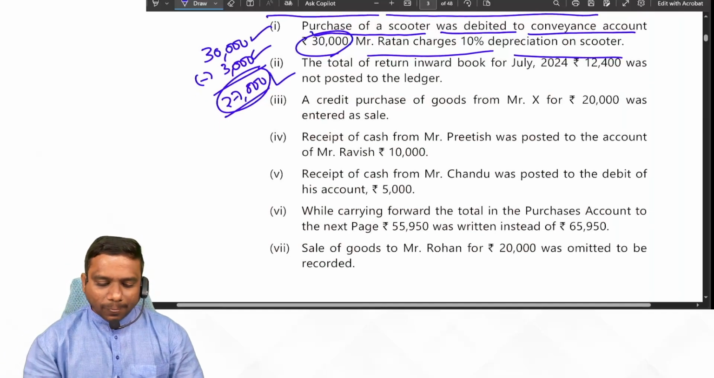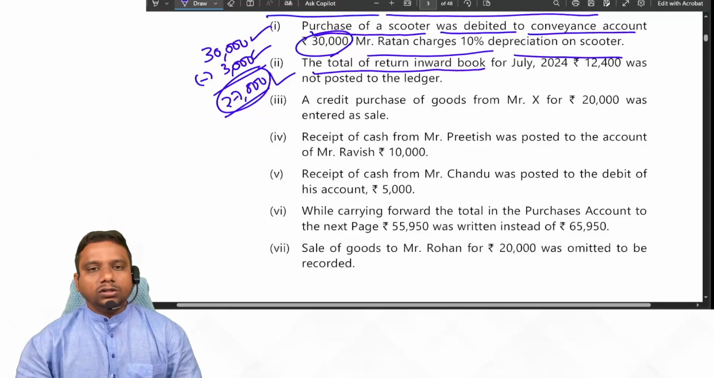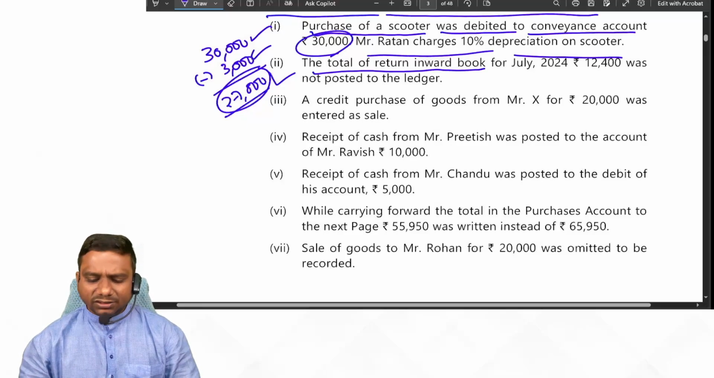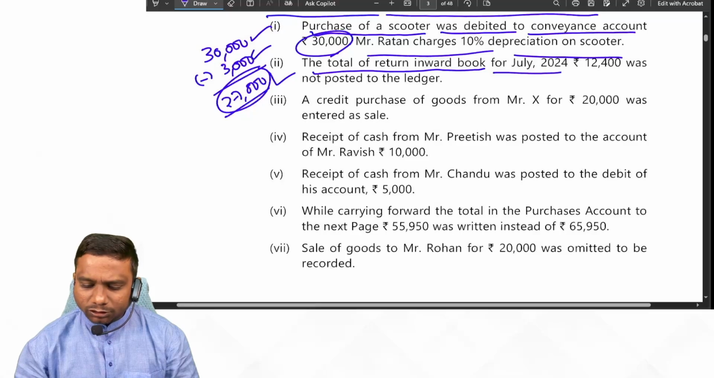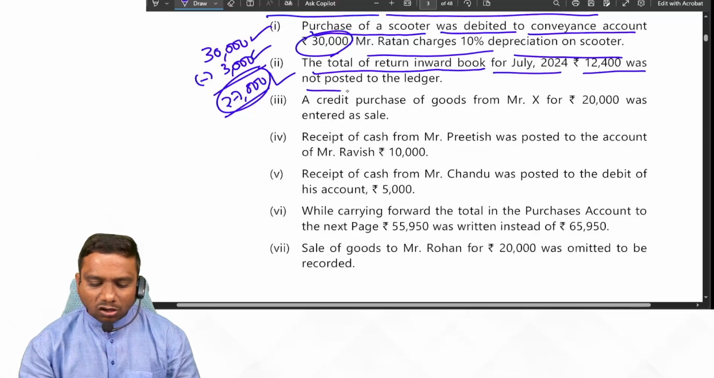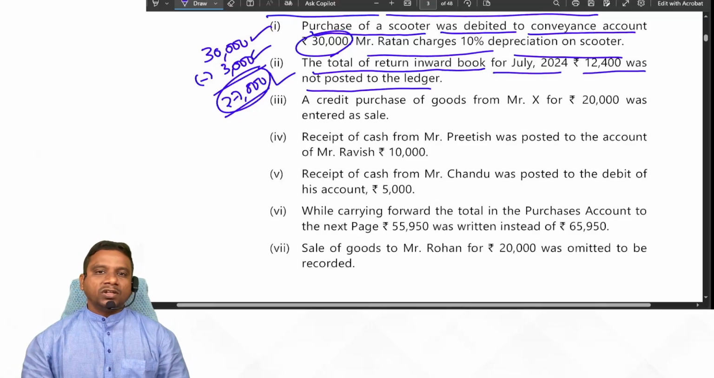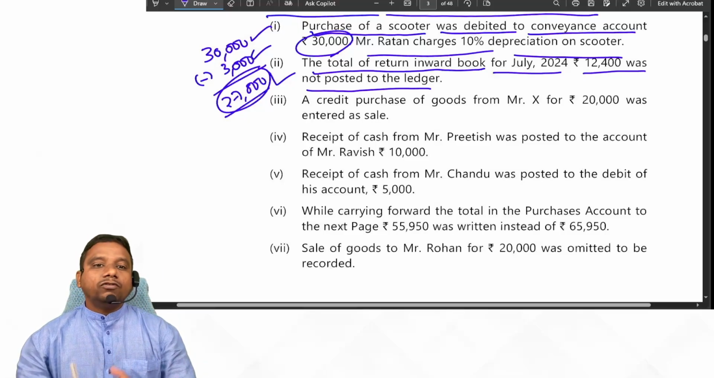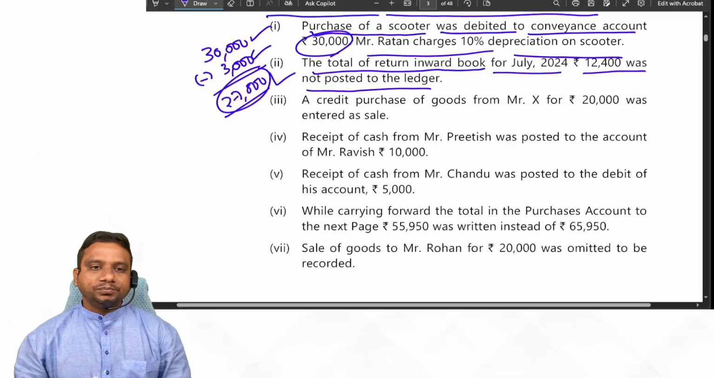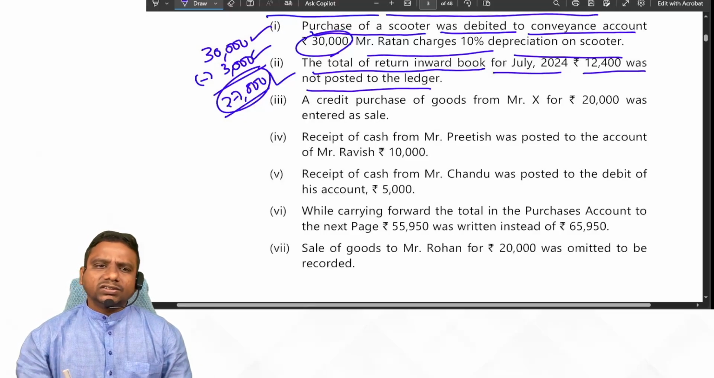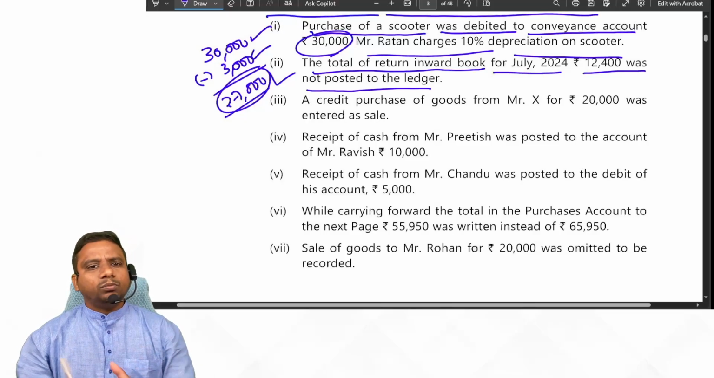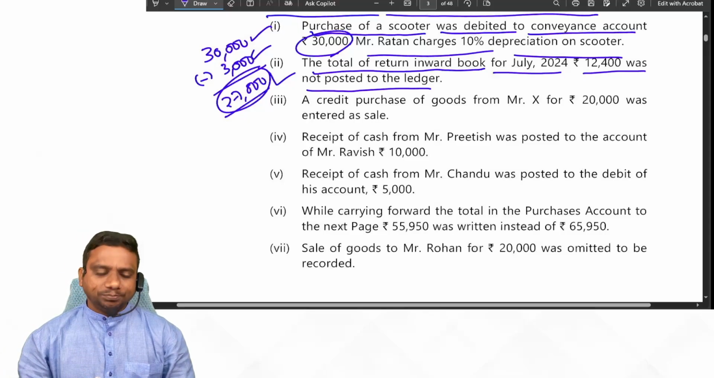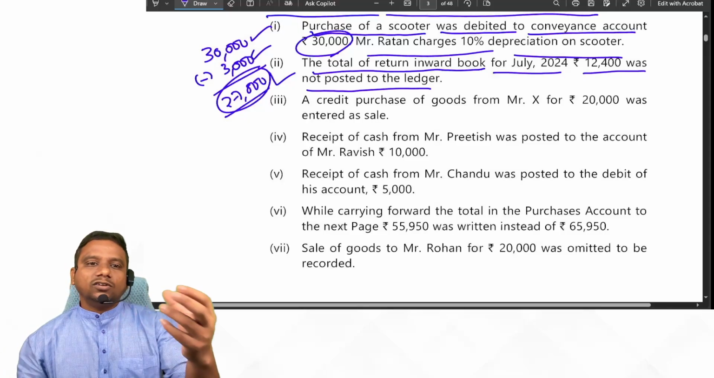Next one. The total of return inward book. Return inward book means sales returns book. For July 2024, 12,400 was not posted to the ledger. So sales returns book totaled 12,400. We forgot to post into the sales returns account debit side. What about other postings? Yes. From whom goods were received, we posted onto their account. Yes or no? Now sales returns account is to be debited.